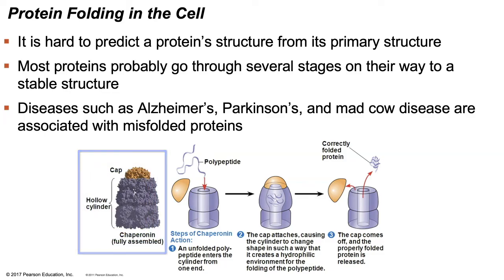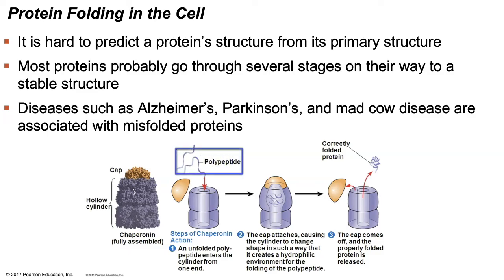The unfolded polypeptide, so remember this is just that primary structure, it's just a chain of amino acids, enters the cylinder from one end, and this causes the cap to attach. Once this happens, this signals the cylinder to change its shape, and this promotes a favorable environment for the protein to be folded in there. And then finally, the cap is released and the properly folded protein emerges.